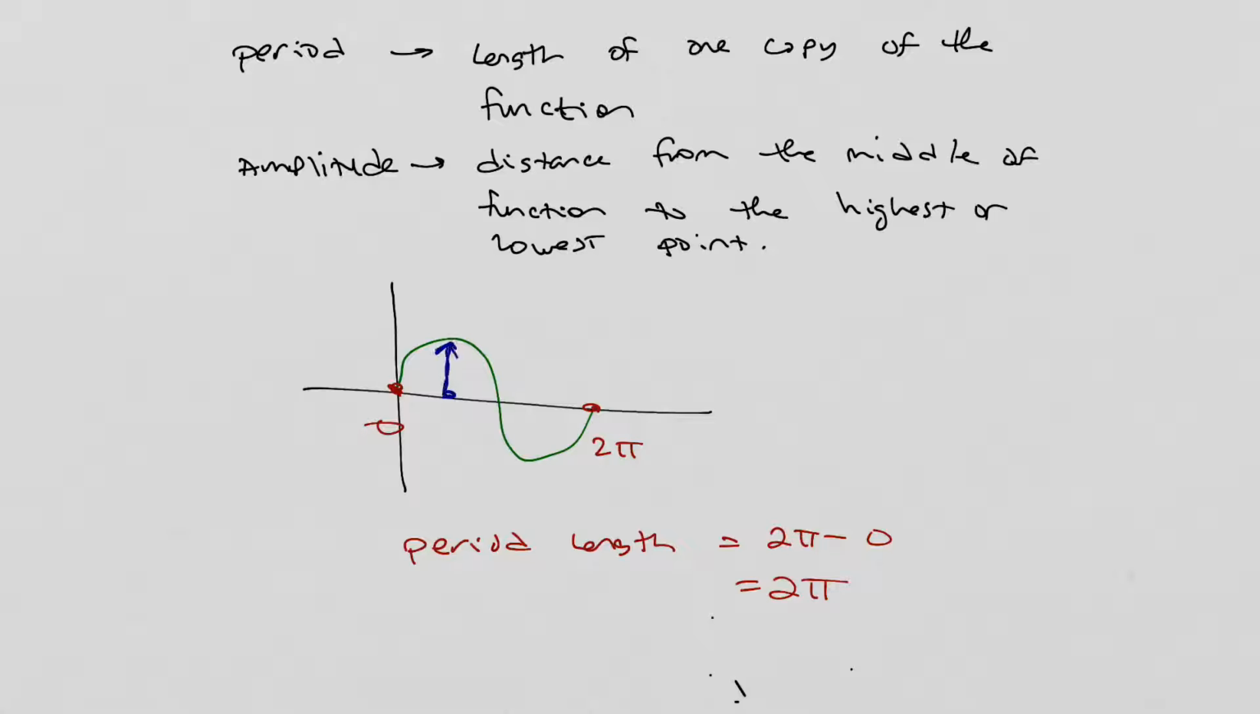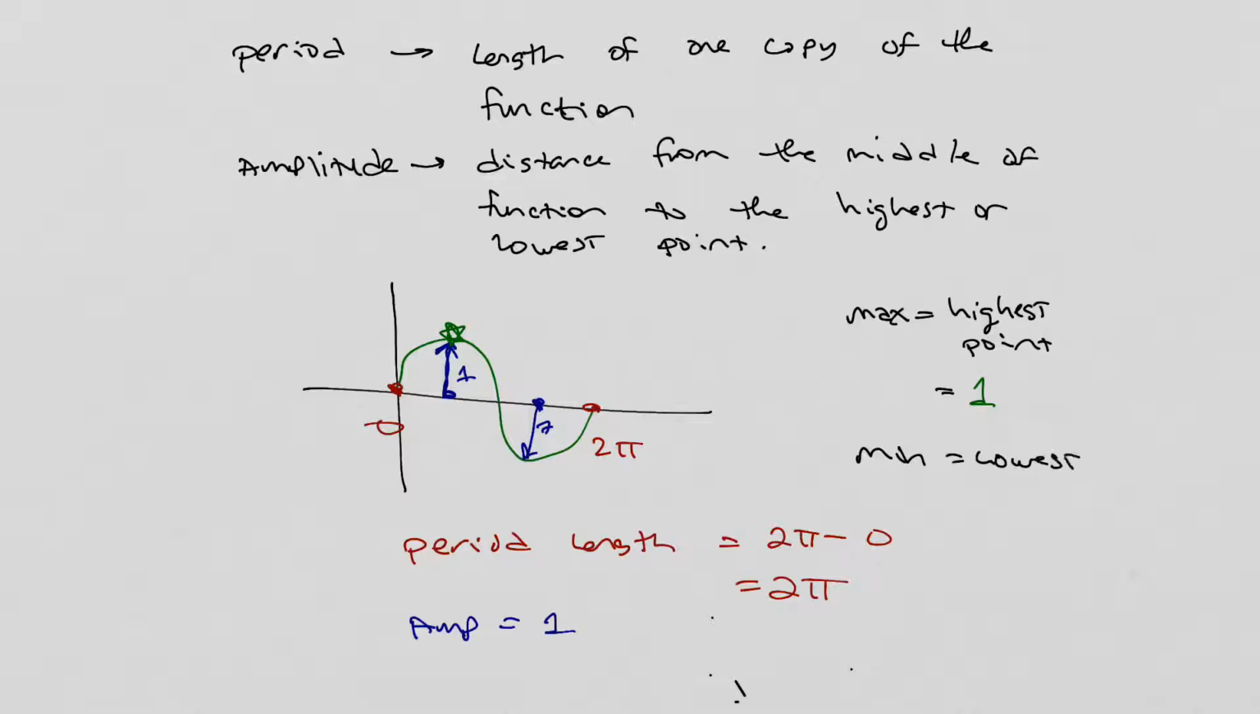I could measure the amplitude like this, or I could take this point and measure the amplitude like that. Either way, they're both a distance of 1 in this case. So the amplitude equals 1 for this particular function. Of course, the maximum value is just the highest point, and in this case, the highest point is right there when my function value is 1. The minimum equals the lowest point, which happens right here, and that equals -1.